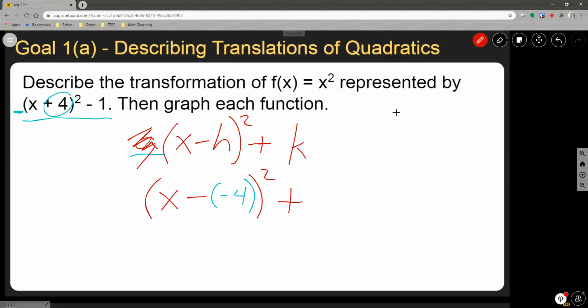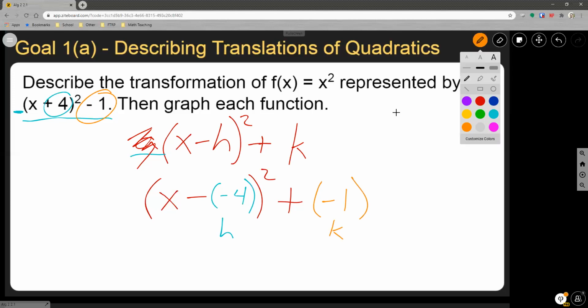Well, if I've got a negative 1 in the position of k, remember the vertical stuff works exactly like we would describe it. So if I've got a negative 1, it means it's moving down, which means my k value is also negative 1. So now I know what has happened with my function here. I've got an h value of negative 4 and a k value of negative 1. And with those two values, I can describe what's happening.